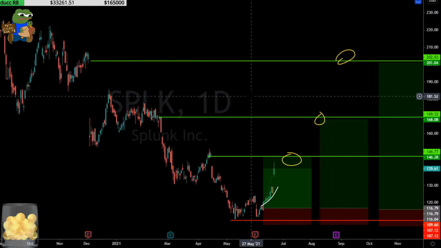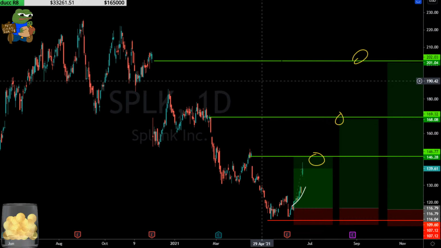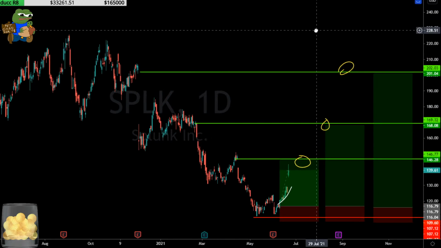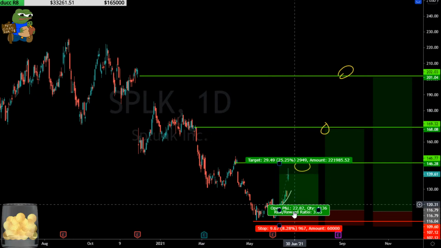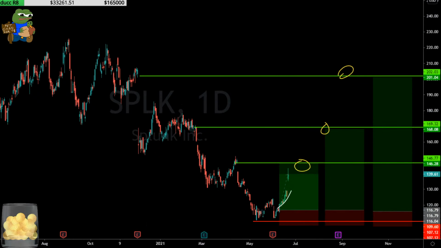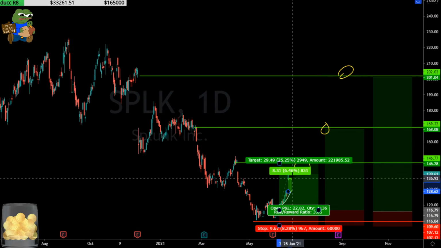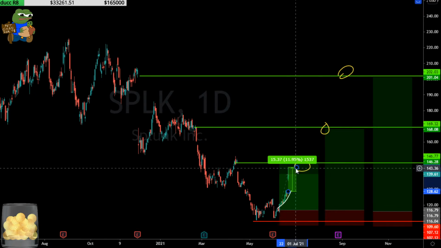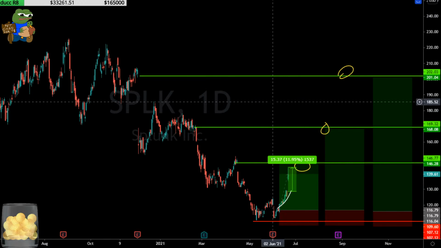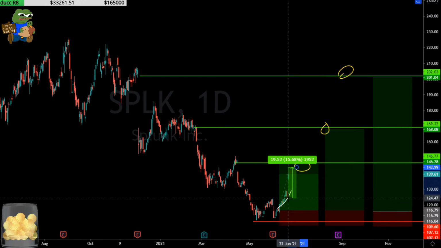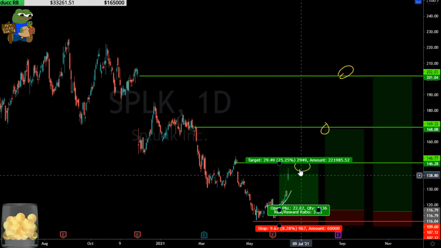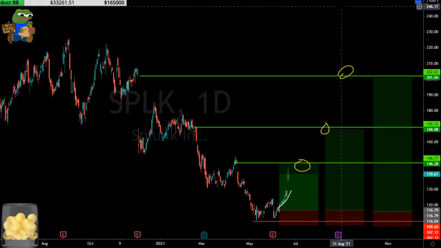Splunk, SPLK, is about to hit our first target today. It was up quite a bit today. You were up 12% on the high. You closed up 11.25. I think you opened down here. Yeah, you were up 16% today. I saw it higher at one point because you closed up 11.25%.